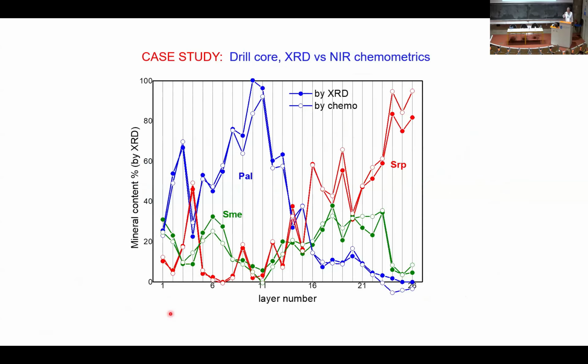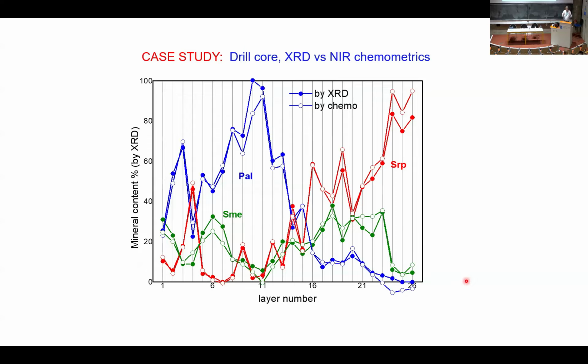These are the layers as you go down from the top. Palygorskite in blue, serpentinite in red, that's the bedrock eventually, and smectite in green. The solid points are XRD, and open points are chemometric predictions. These are independent measurements, and these samples were not included in the calibration.